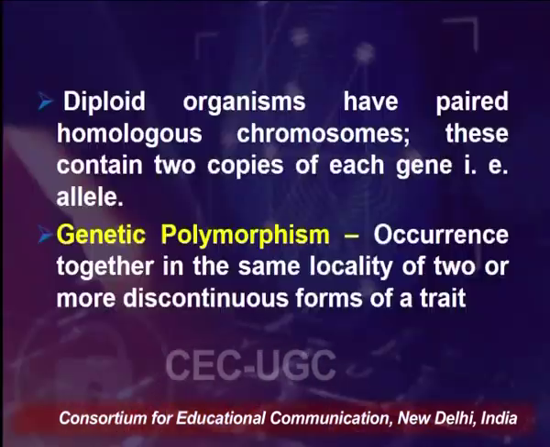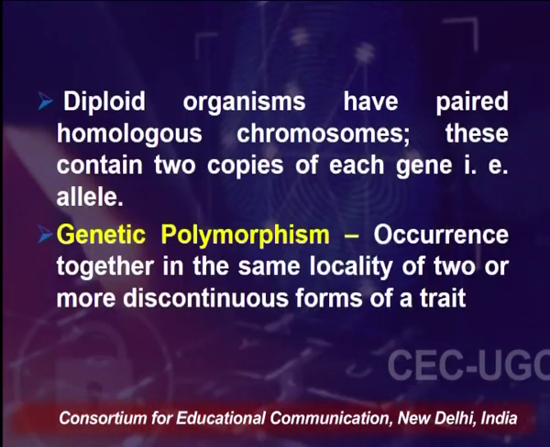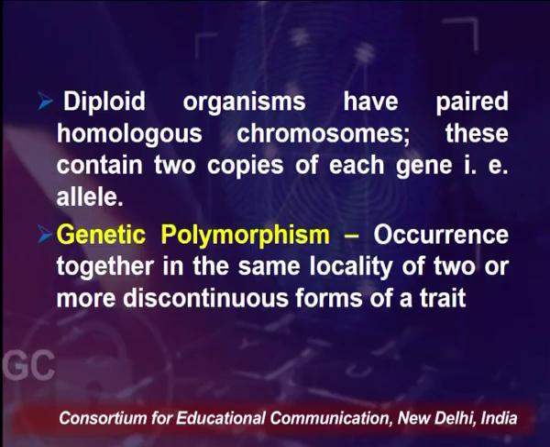This we call genetic polymorphism, the occurrence together in the same locality of two or more discontinuous forms of a trait. There can be different kinds of polymorphisms. When we are talking about genetic polymorphisms, we look for single nucleotide polymorphisms, we look for STRs, VNTRs, where we have the whole DNA sequence and we look at how they are occurring polymorphic in nature. These genetic polymorphisms are a major way to detect the identity of a person in forensic science.